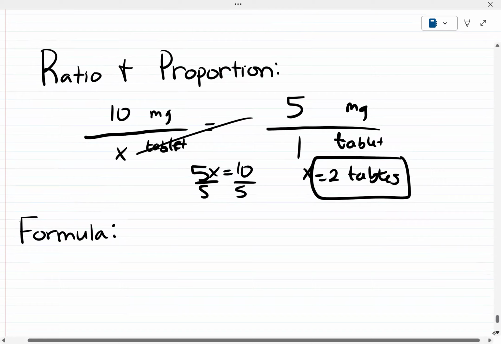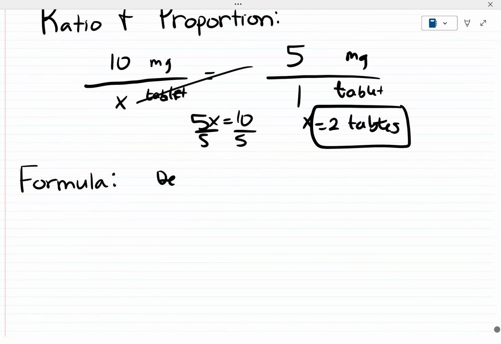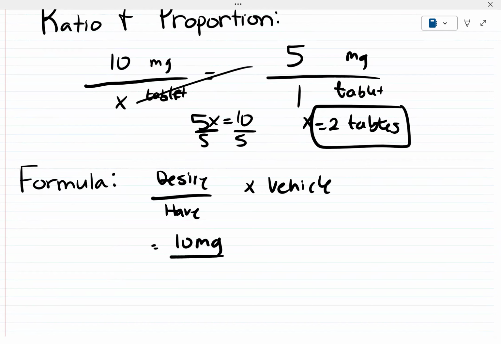And then the formula method is desire over have times vehicle. Our desire was 10 mg. Have is 5 mg for 1 vehicle, I mean, for 1 tablet. And we get 2 tablets.